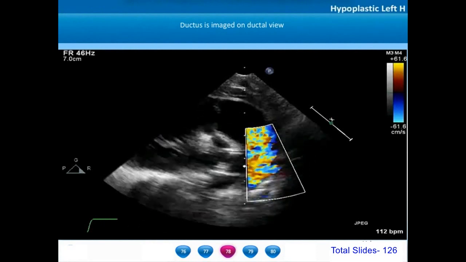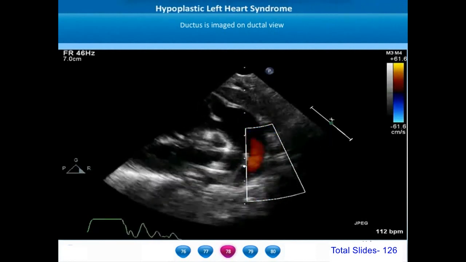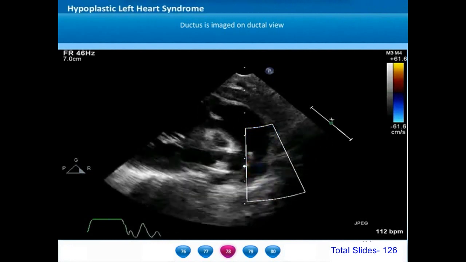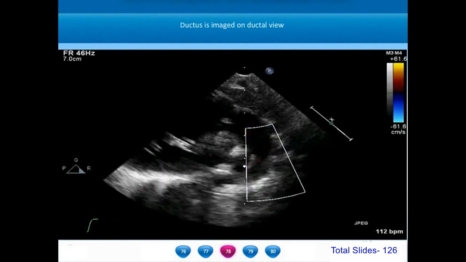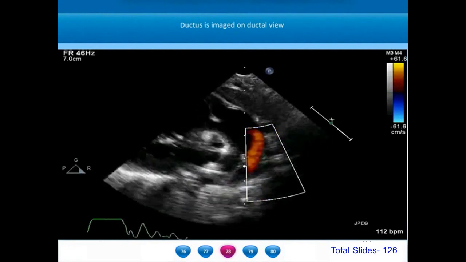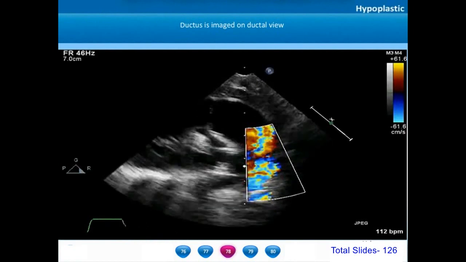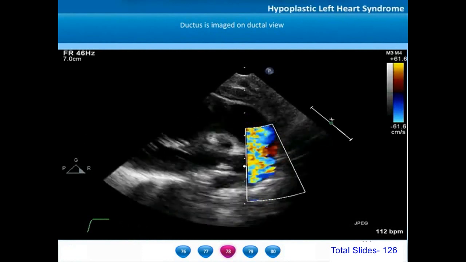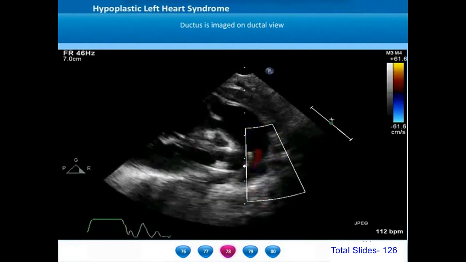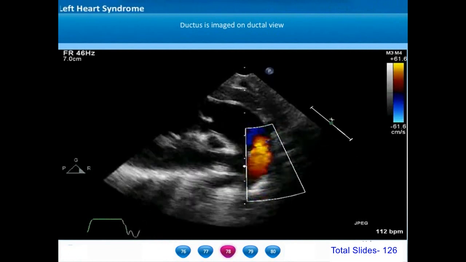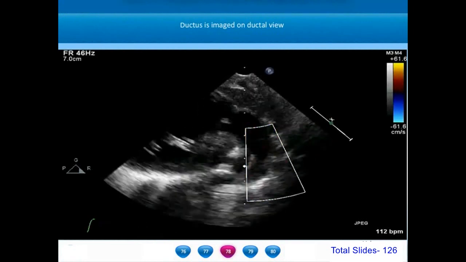You can notice that there is a total right to left shunt from the pulmonary artery into the aorta in systole. However, in mid and late diastole, we can see a flow reversal, shown by a red colored flow from the thoracic aorta back into the main pulmonary artery. This is due to the fact that the pulmonary vascular resistance will always be marginally less than the systemic vascular resistance, and so this will allow a flow back from the aorta into the pulmonary artery during diastole.